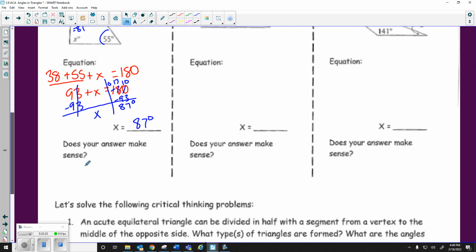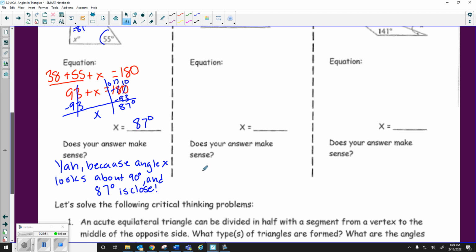Okay, does my answer make sense? Yeah, I would say so. I would say yes, because angle x looks about 90 degrees, and 87 I would say isn't too far off, and 87 is close. It's not exact, but it's close.